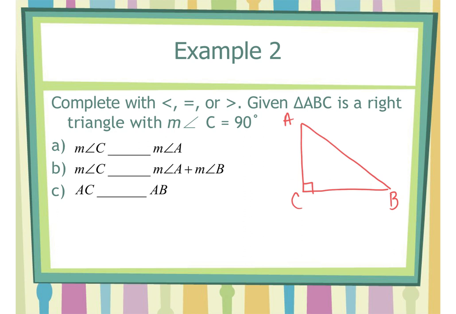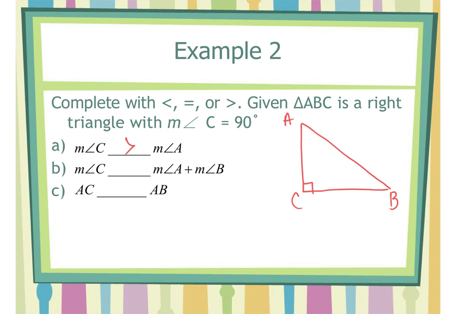The measure of angle C compared to the measure of angle A. Are they greater than, less than, or equal to? Angle C is greater than. Why? It's the biggest. Since it's 90, the other two are smaller.